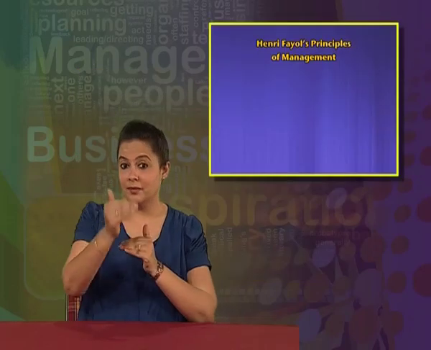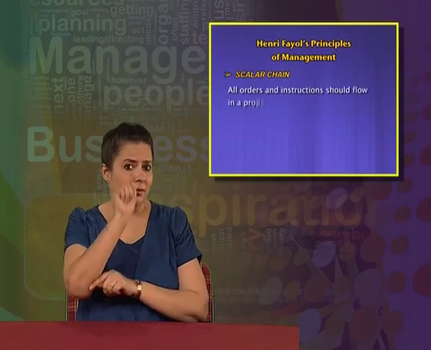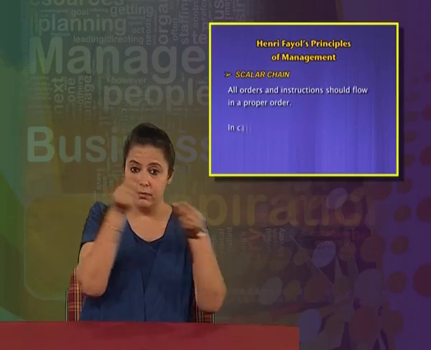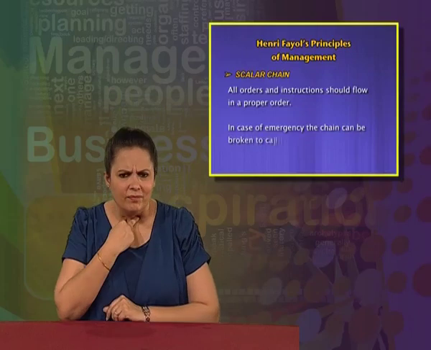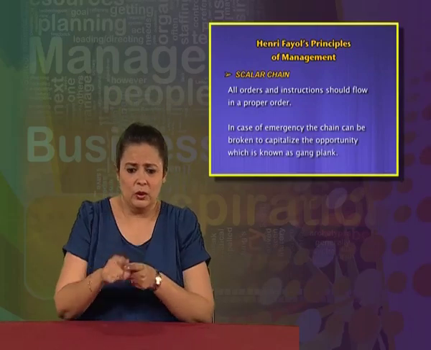Our next principle is scalar chain. All orders and instructions should flow in a proper order. In case of emergency, the chain can be broken to capitalize on opportunities, which is known as gangplank.